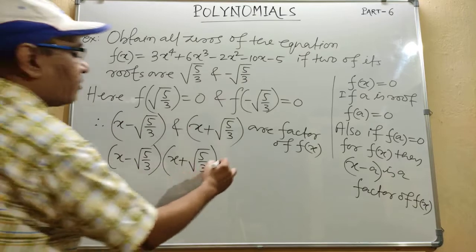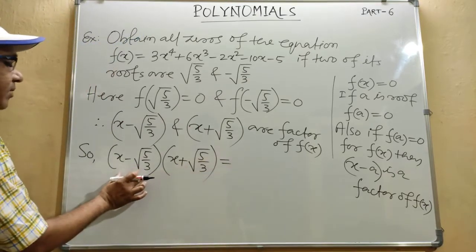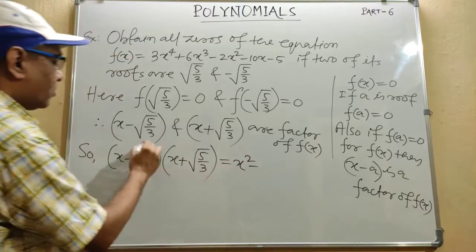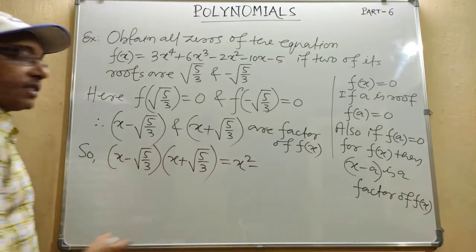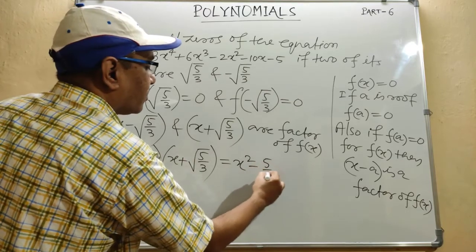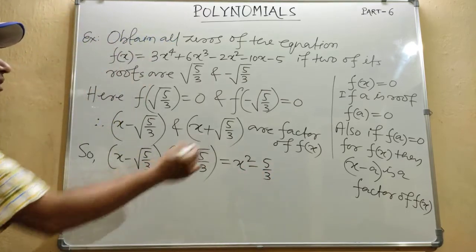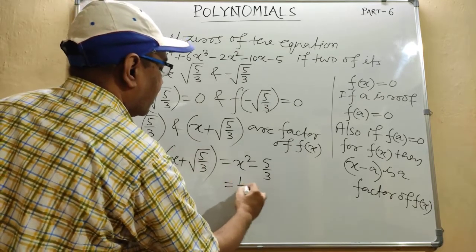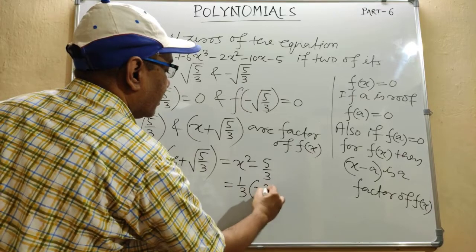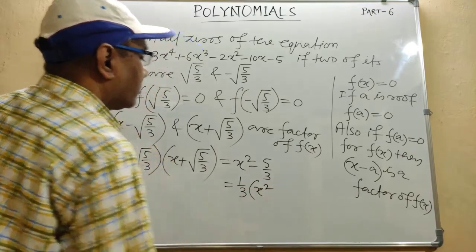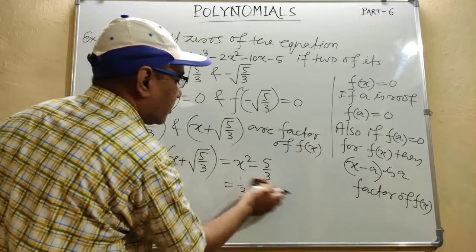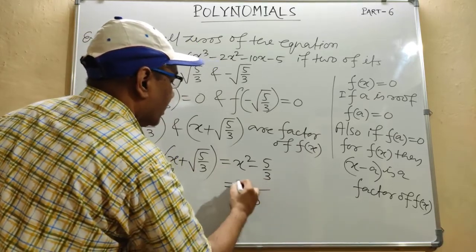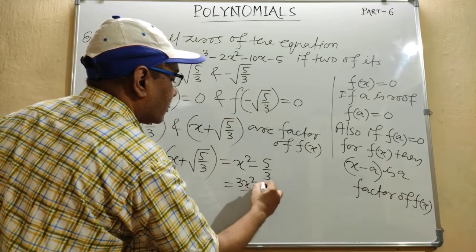तो दोनों का product लेंगे. What will be the product? It is of the type (a minus b)(a plus b), a square minus b square. Root 5 by 3 squared, the root will be removed. Or you can take 1 by 3 as common within bracket, x square, or in this way you take LCM 3, it is 3x square minus 5.